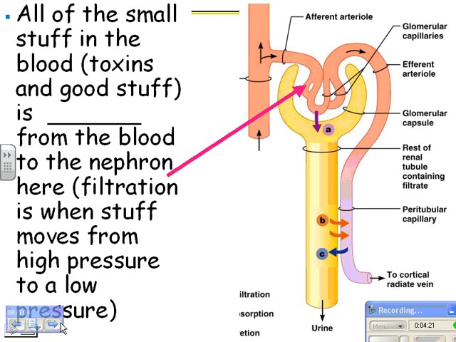So let's look at each of these. All the small stuff in the blood right here, the toxins and the good stuff, is pushed from the blood into the nephron. So there's a high pressure in here, and it just forces everything out that can go. Everything that's small enough will go from high pressure to low pressure.